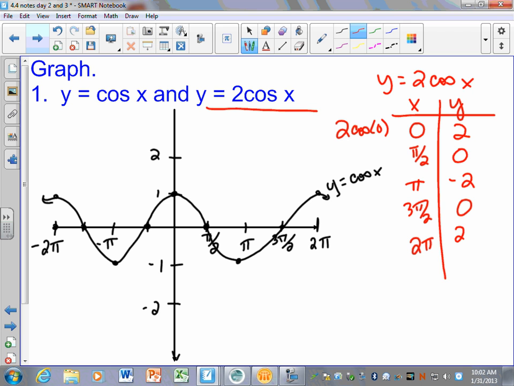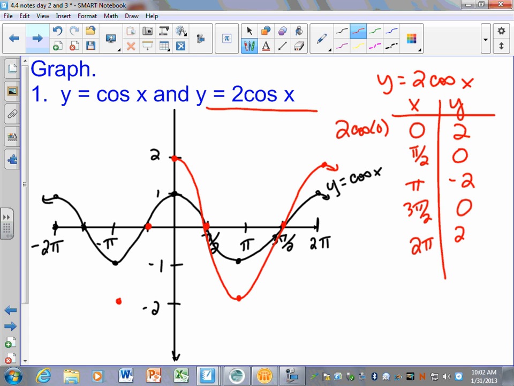So notice, all we've done is stretch that by a factor of 2. So when I graph this, it's still that wave, but now I've changed it to go from 2 to negative 2. The majority of your homework today says describe what's happening in the graph. Like describe how it's changing. Like on this one, you would say it's stretched by a factor of 2.